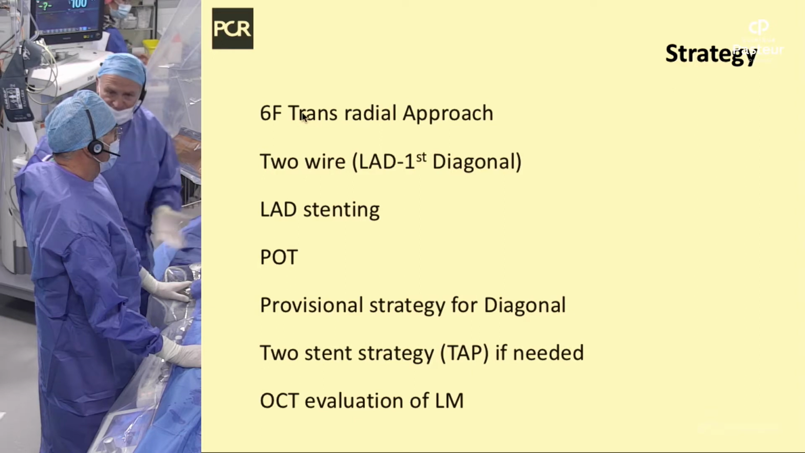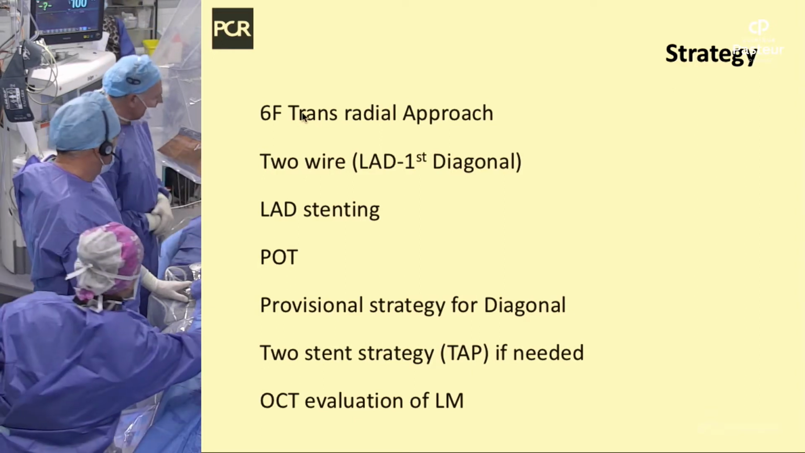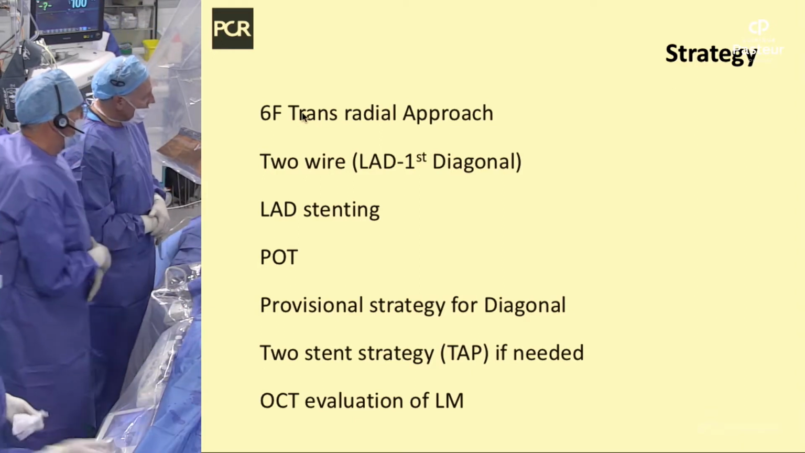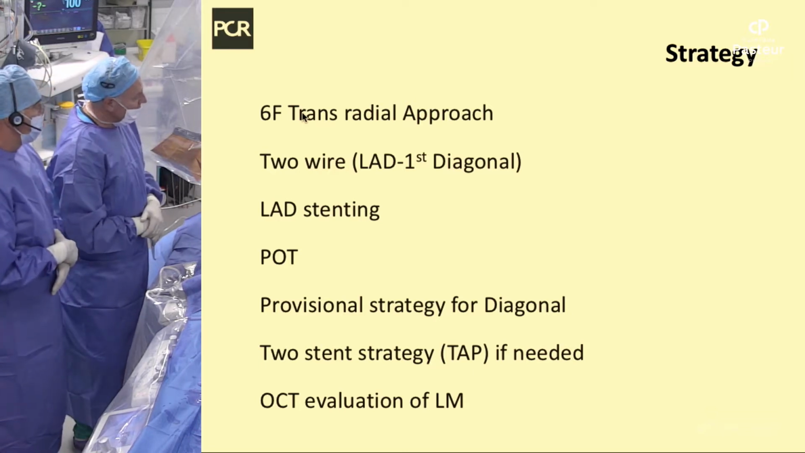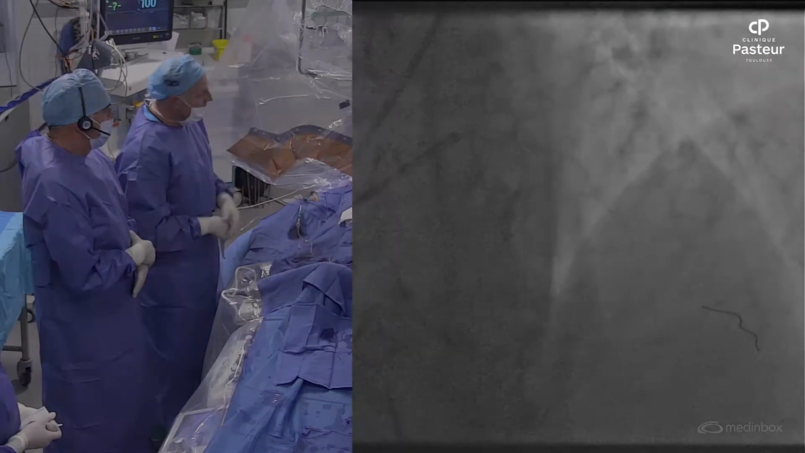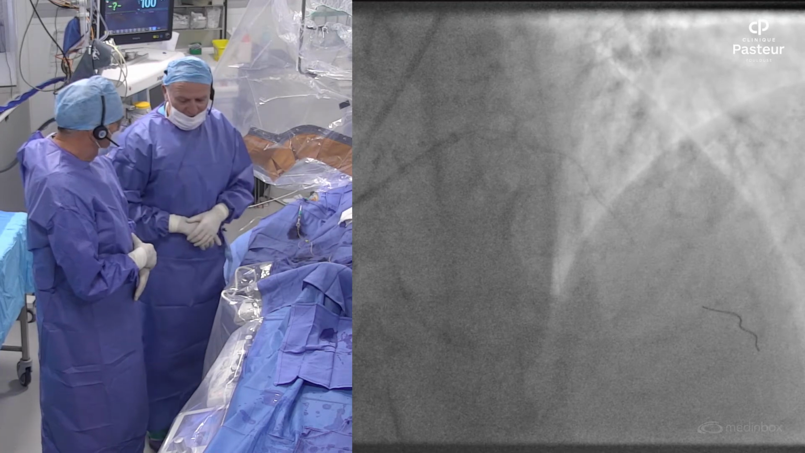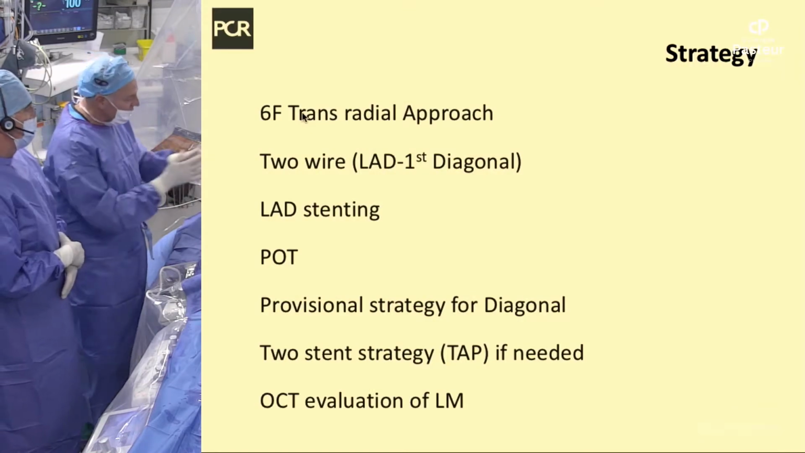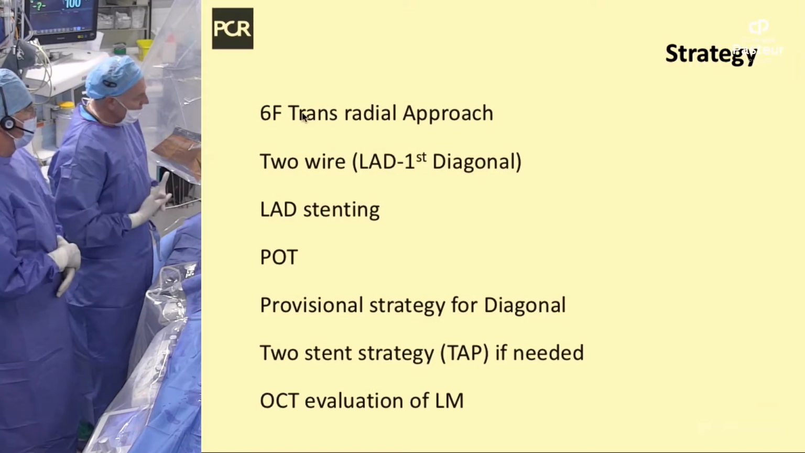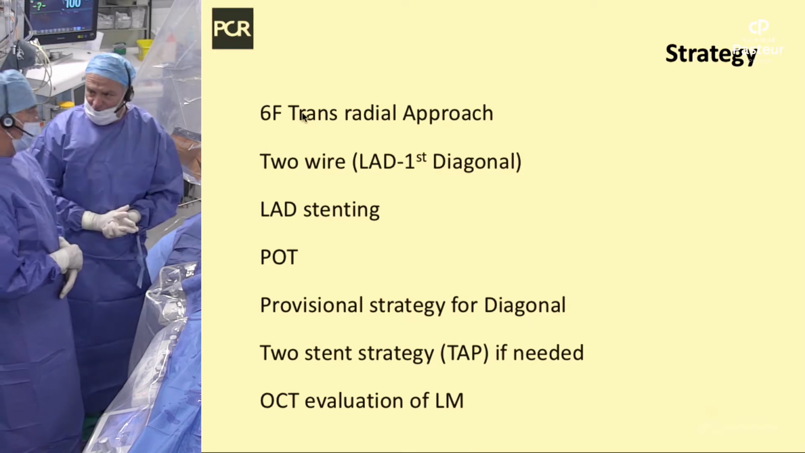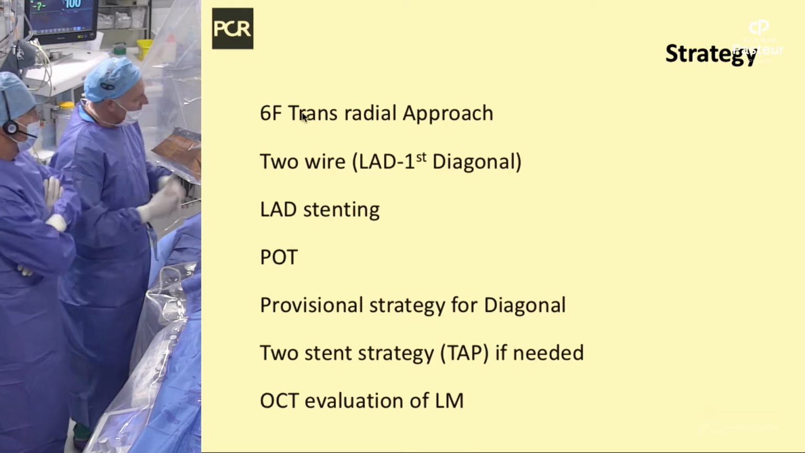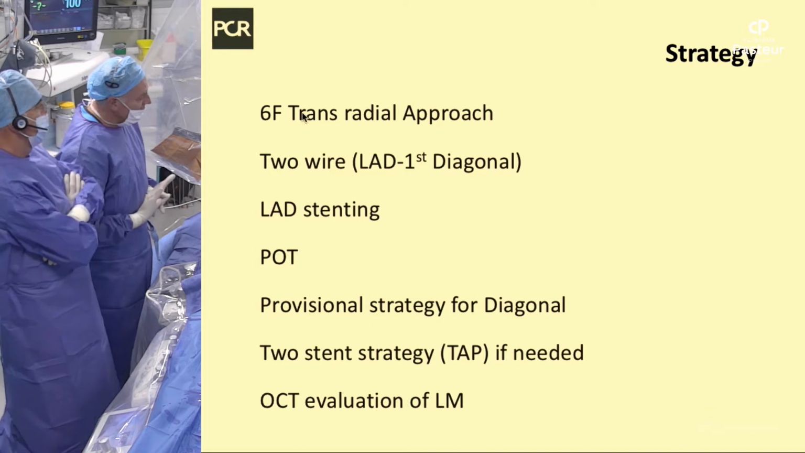So what is our strategy? We will go by transradial approach, 6 French. We will put two wires, one in the LAD and one in the first diagonal. We will first treat the LAD with stenting, and see if we can have a provisional strategy on the diagonal. This is the plan. If we need to put a second stent, I think the angulation is quite favorable to do a TAP. And finally, we will do an OCT at the level of the left main to evaluate this lesion.